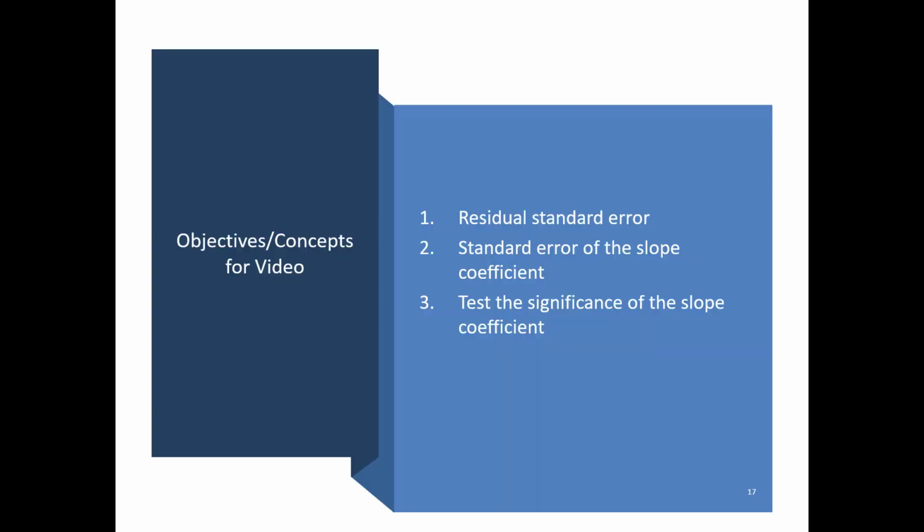So again, just to overview what we covered in the video, we talked about the residual standard error, or that is a measure of how far away the yi's, or the observed y's, are from the predicted y's, or the line. We went through the calculations of the standard error of the slope coefficient, and then worked through a test of significance of the slope coefficient, setting up hypotheses and running a t-test, typically a two-sided t-test.